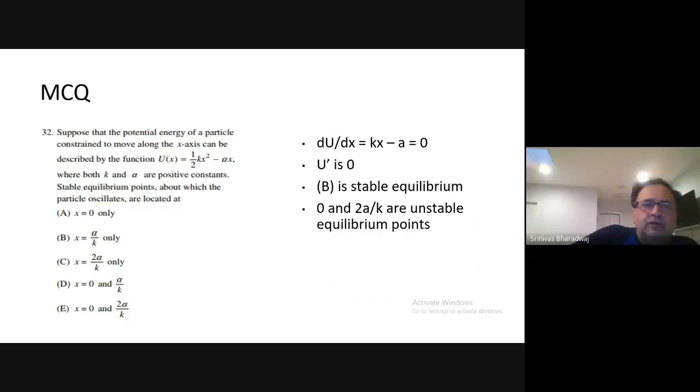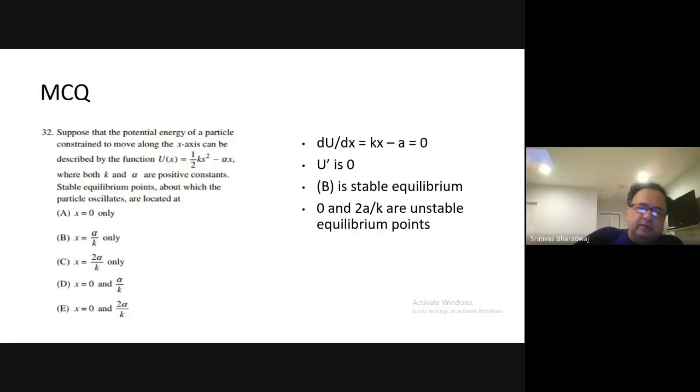Okay. So, suppose that the potential energy of a particle constrained to move along the x-axis is described by u of x equals half k x square minus a x. What are the equilibrium points? The equilibrium points are those points where it turns, where the derivative of the potential energy becomes zero. So, where is the derivative of the potential energy zero? One is the low point, the other is a high point. Therefore, it is at zero. And so, in this case, he gets kx equals a. So, x equals a over k.